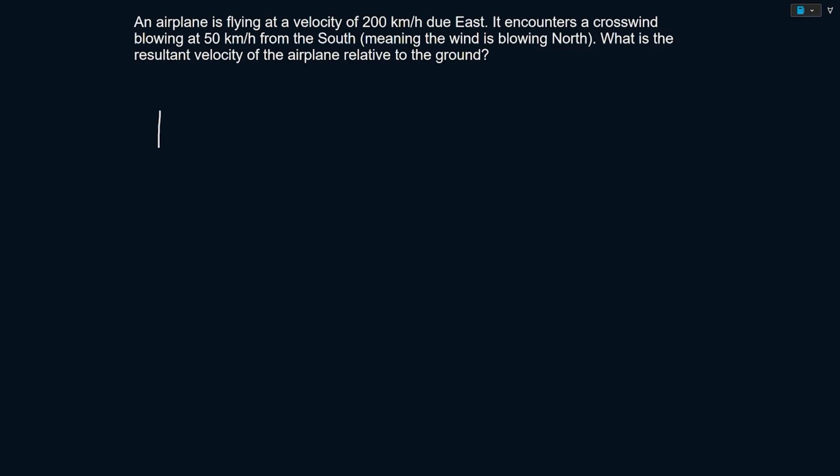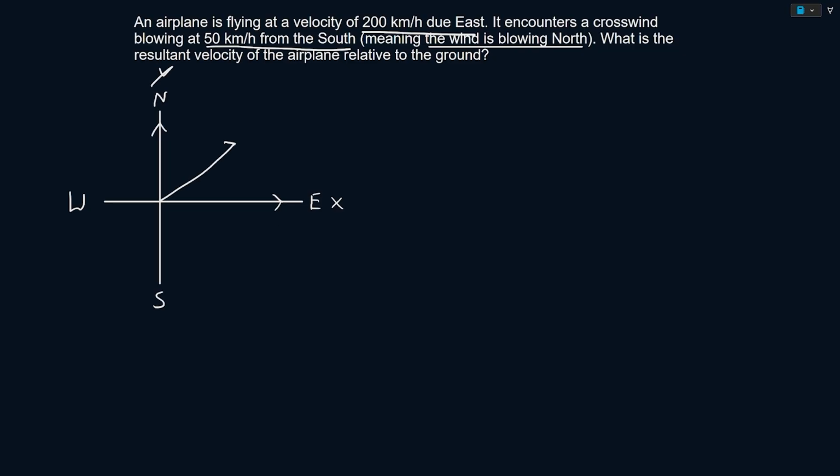The best way to visualize this problem is to graph it. The airplane is flying with a velocity of 200 kilometers an hour due east, so it is going along the x-axis. The crosswind is blowing at 50 kilometers an hour from the south, meaning that the wind is blowing north, so it is going along the positive y-axis. And the resultant velocity of the airplane will be somewhere out here.